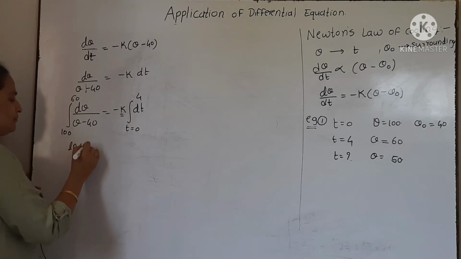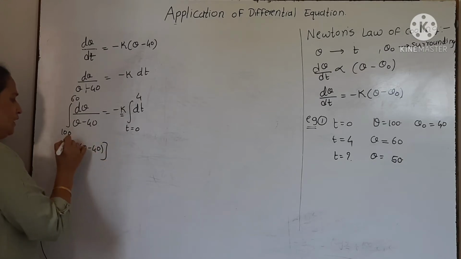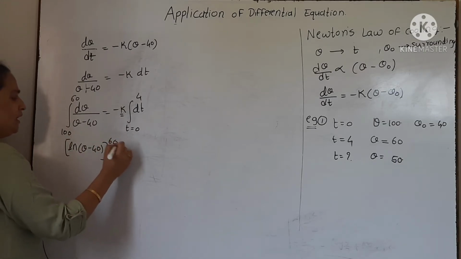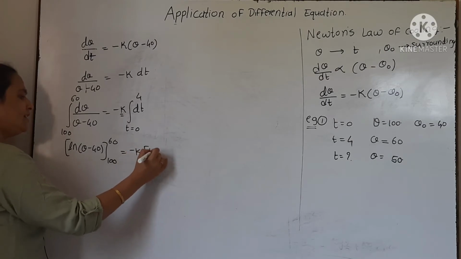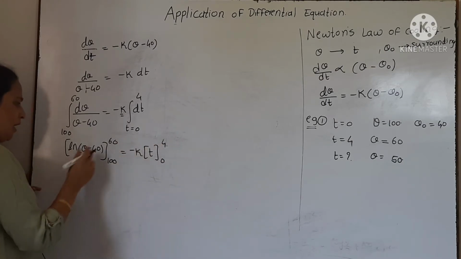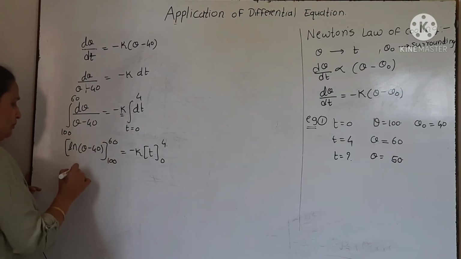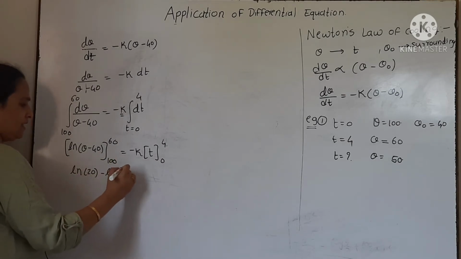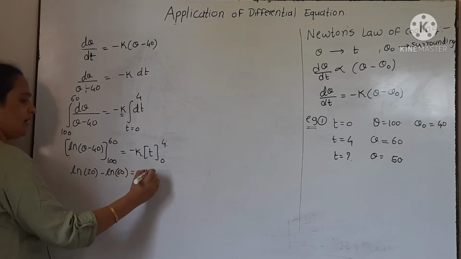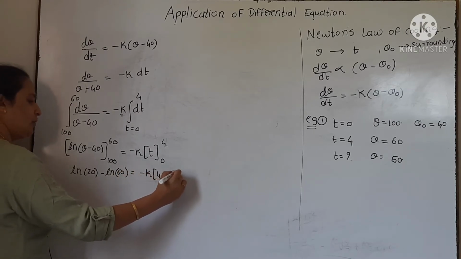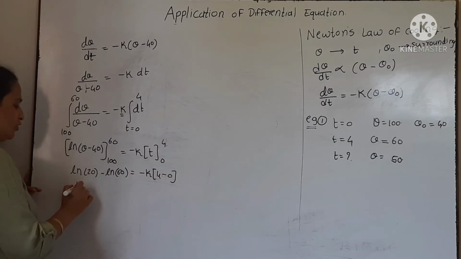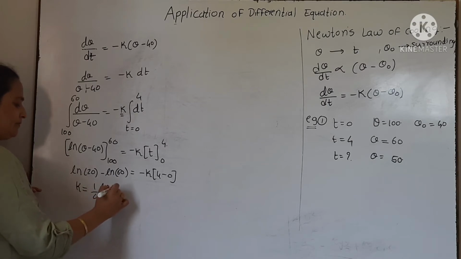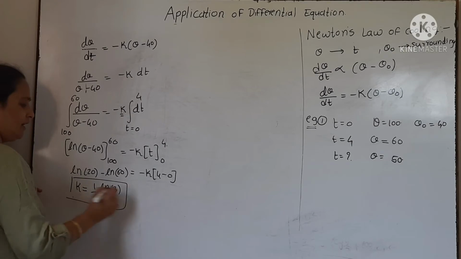So we'll get ln of theta minus 40 limits from 100 to 60 equal to minus k integral of dt is t limits from 0 to 4. Apply limits, upper limit minus lower limit. You will get ln of 60 minus 40, that is 20, minus ln of 100 minus 40, that is 60, equal to minus k as it is 4 minus 0. If you absorb this negative sign on the left hand side, you will get the value of k. k is equal to 1 by 4 ln of 3. We will require this value.